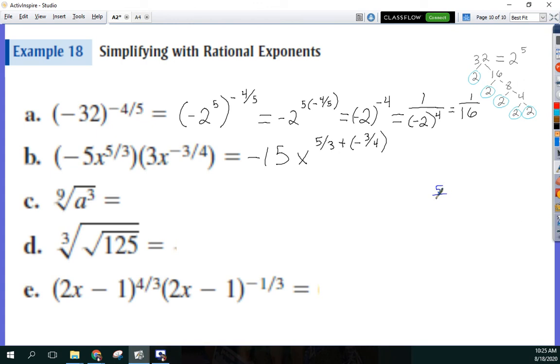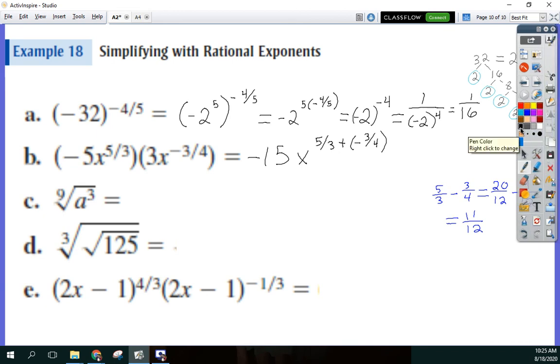So we have 5/3 and it'll be minus 3/4. We need to find a common denominator. So our common denominator for 3 and 4 is going to be 12. So that means I need to multiply my first one by 4. So 4 times 5 gives me 20/12 minus, I need to multiply my second fraction by 3, which will give me 9 in my numerator. So we would get 9/12. So then subtracting, we do 20 minus 9 gives us 11/12.